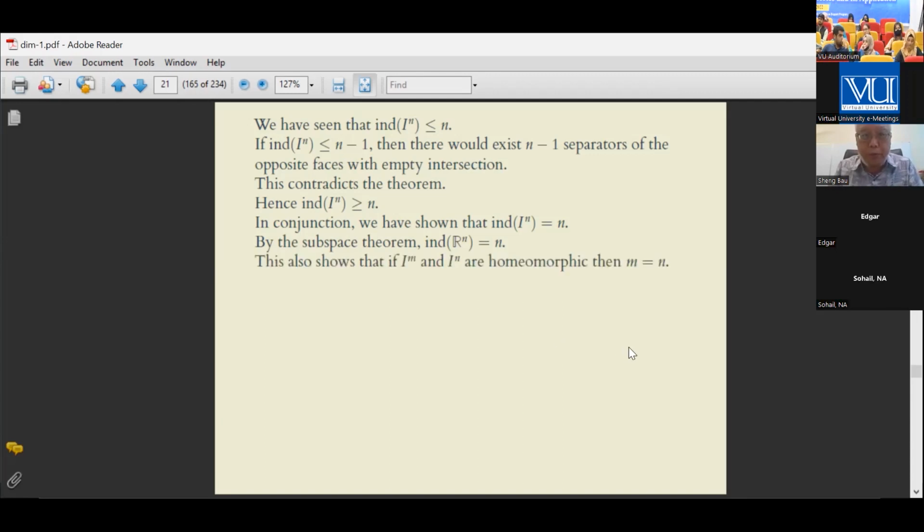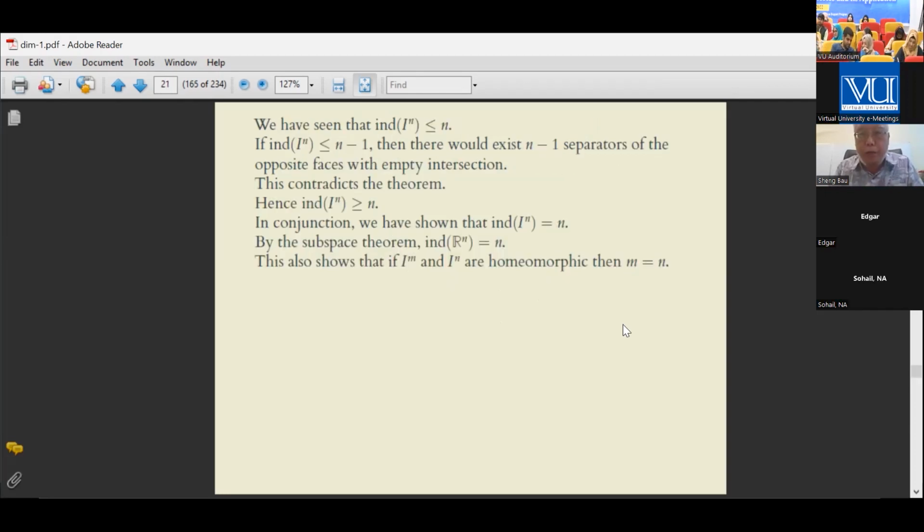So we have proved what is the subspace theorem: n-dimensional Euclidean space has lower inductive dimension n. And this dimension is topologically invariant.